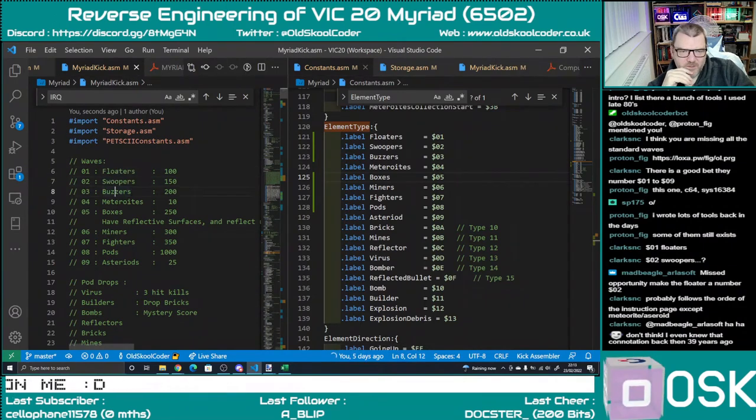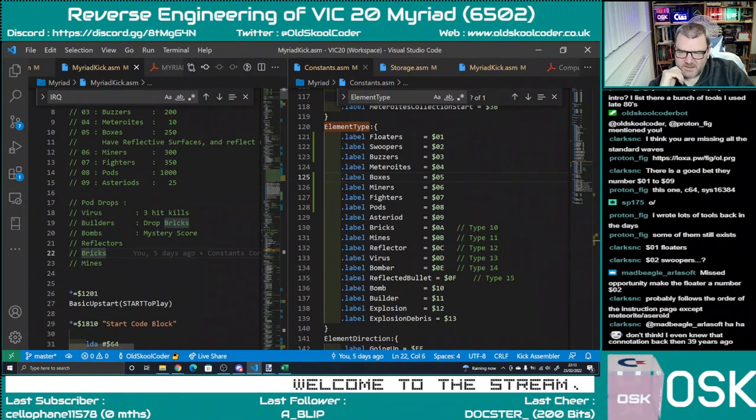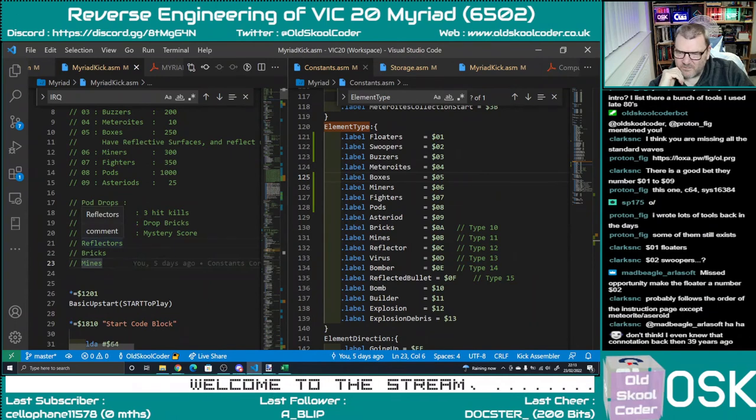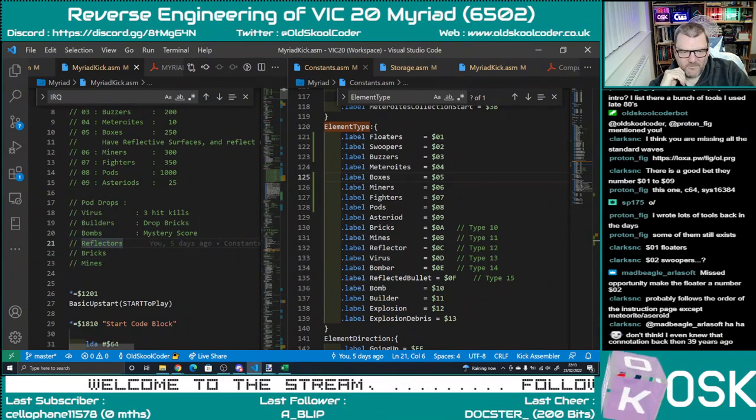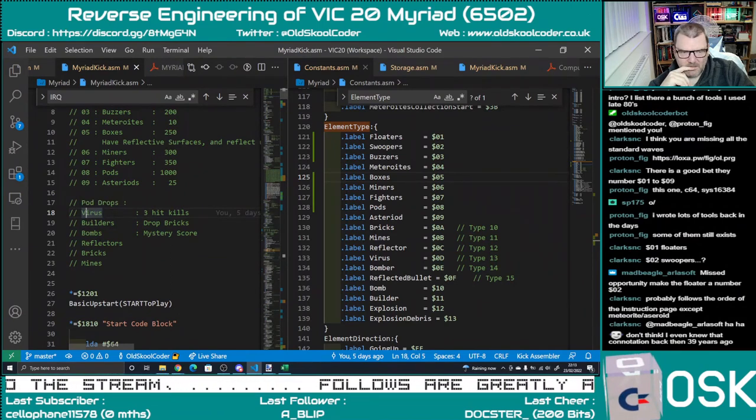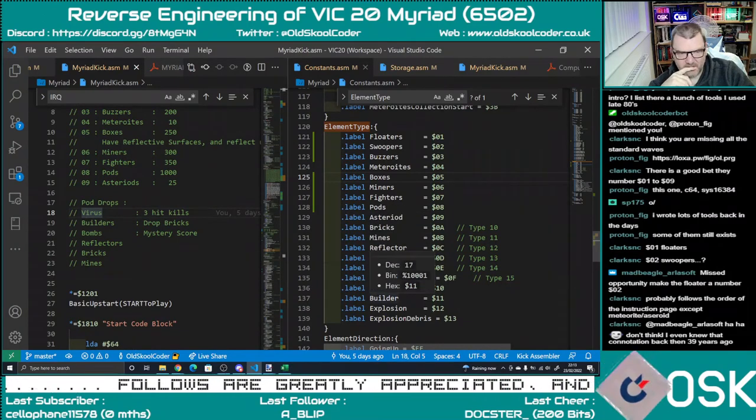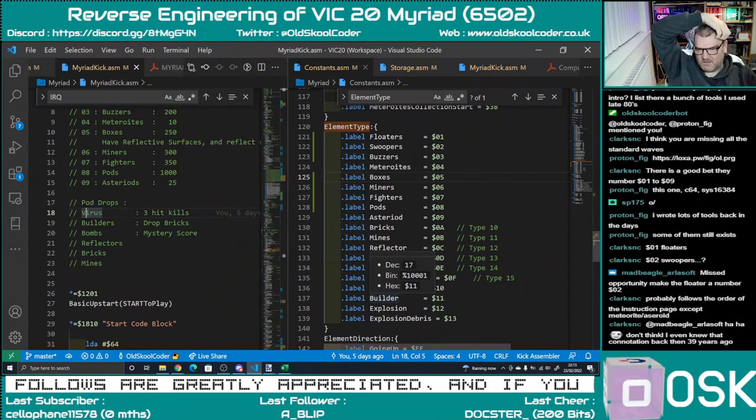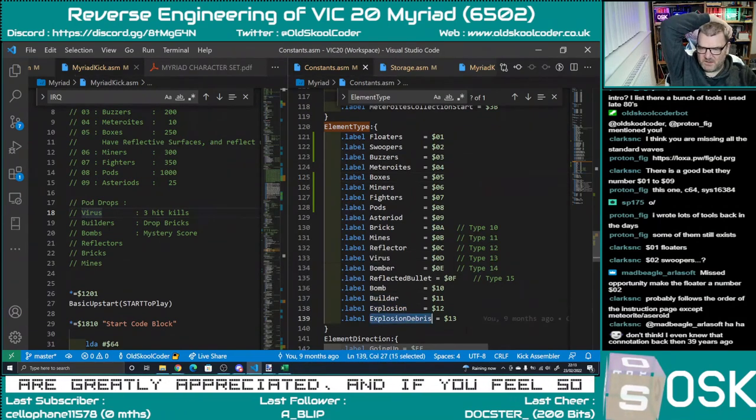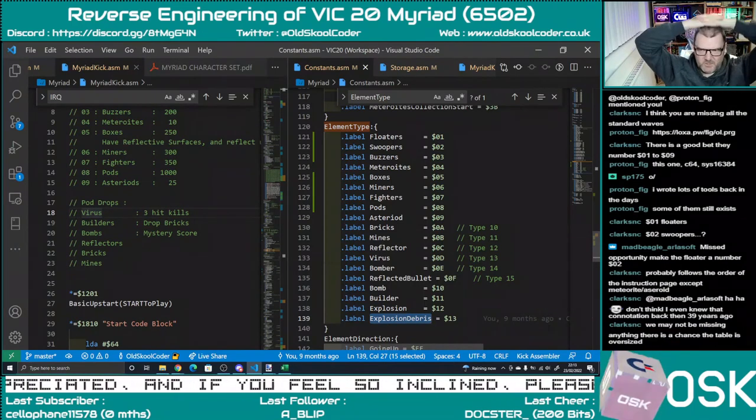Floaters, swoopers, buzzers, material, miner, fighters, pods, asteroids. Then we've got bricks, mines, reflectors, virus. Bomber, builder. Got the explosion and debris. So are we missing a type here? Am I losing the plot?